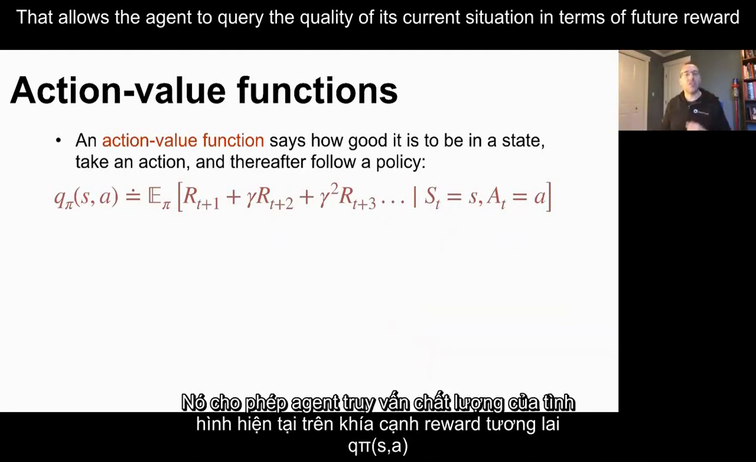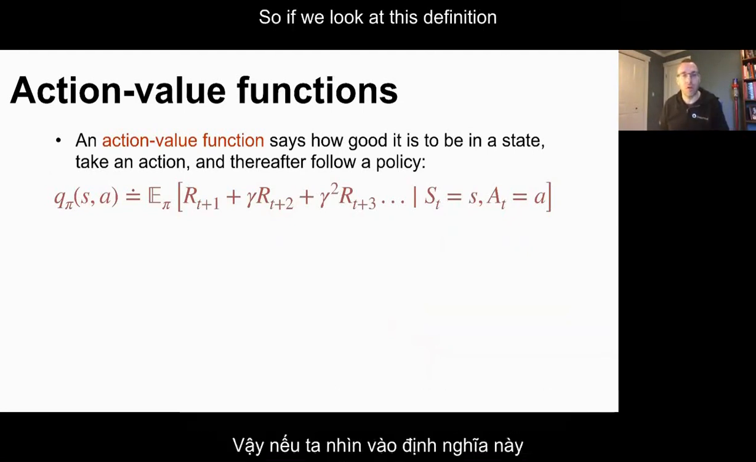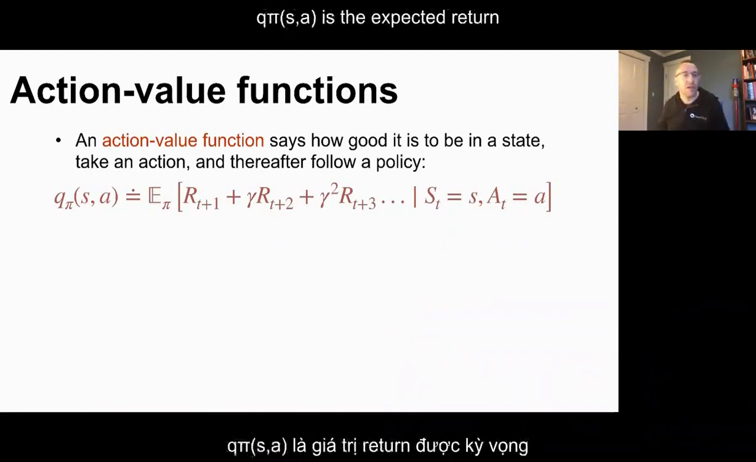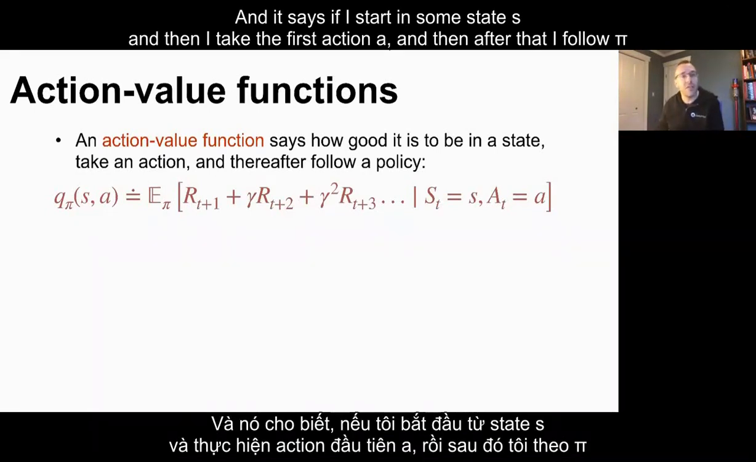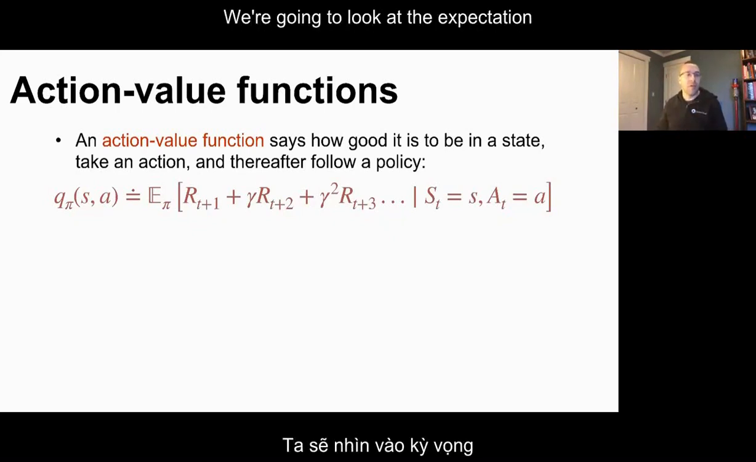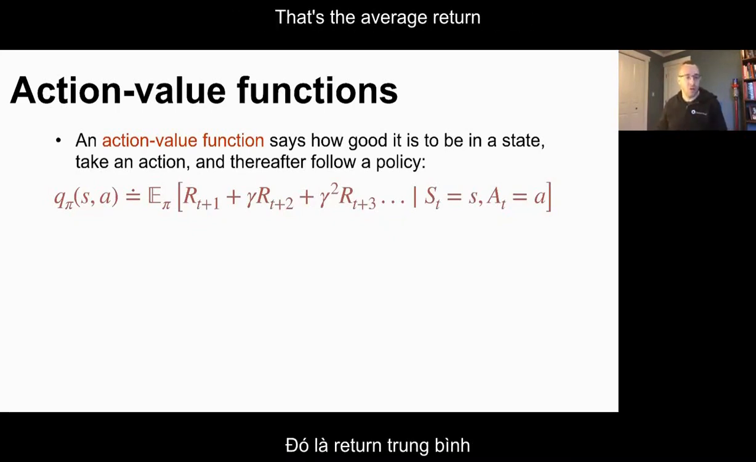It allows the agent to query the quality of its current situation in terms of future reward. So if we look at this definition, Q pi of S, A is the expected return. This is just our return equation from before, the future discounted sum of rewards. It says, if I start in some state S, and then I take the first action A, and then after that I follow pi, we're going to look at the expectation, that's the average return.